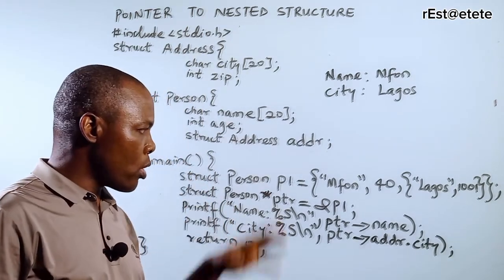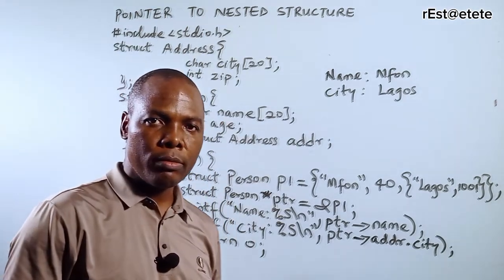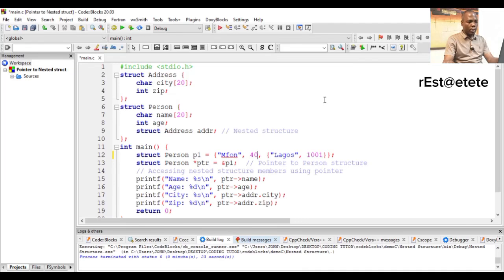So let's go to Code::Blocks. Let me demonstrate this for you to see. This is our Code::Blocks. Now I'm going to show you the demonstration of what? Pointer to nested structure, what we did in the class. I'm just going to run the script for you to see.